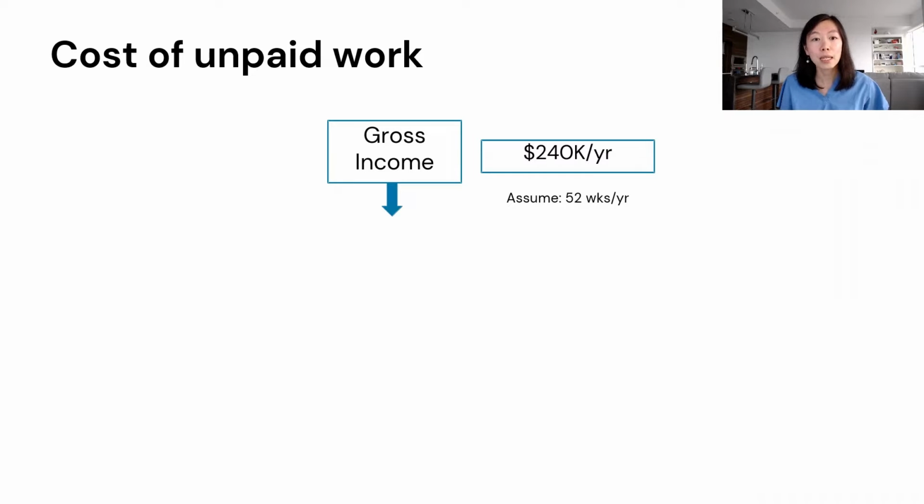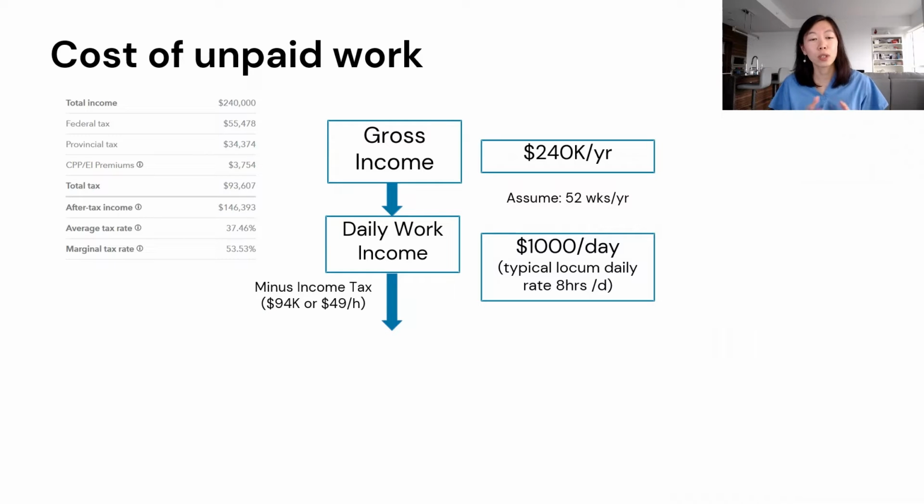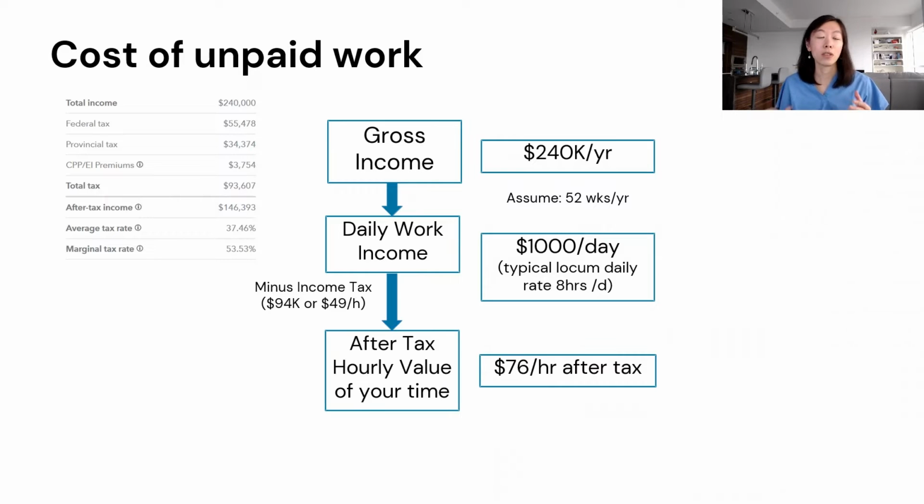But when you break it down in terms of the hour, assuming you work 52 weeks a year, assuming that you would have about $1,000 a day of billings, and if you're a locum, that's approximately the typical locum daily rate. And you take out taxes from that as well. So you take out $49 per hour in taxes. That gives you an after-tax hourly value of your time of $76 per hour.